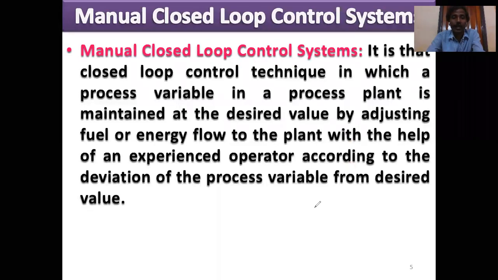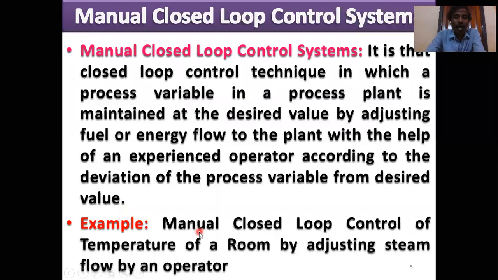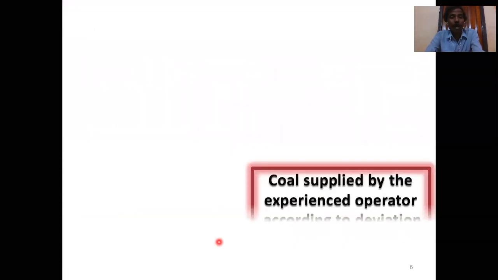In this case, it is controlled by an experienced operator. That's why this type of control system is called a manual control system. And what is the example? A manual closed loop control system of room temperature by adjusting steam flow by an operator. That means room temperature control by the operator. This is the example of the manual closed loop control system.